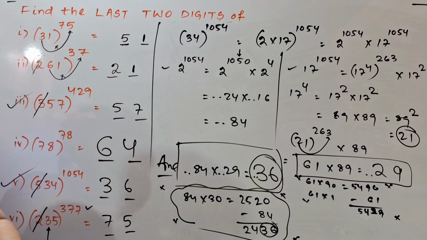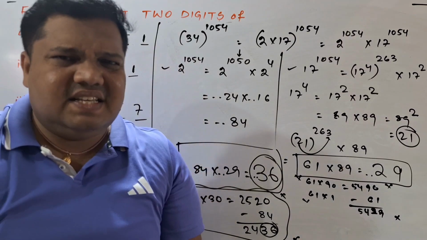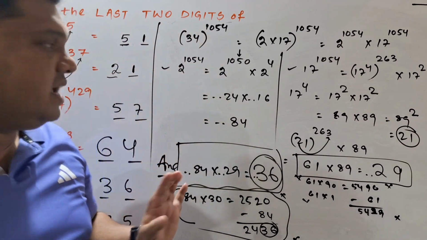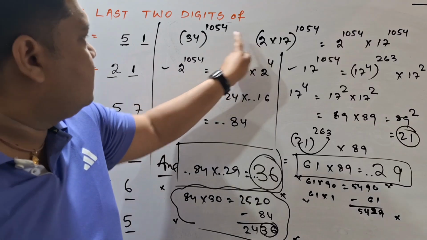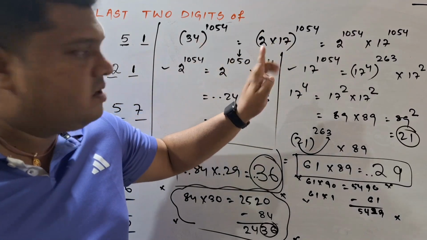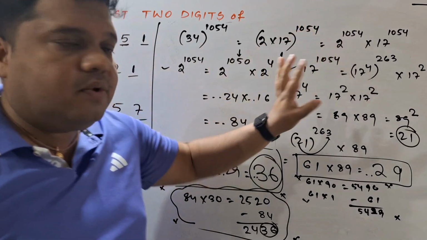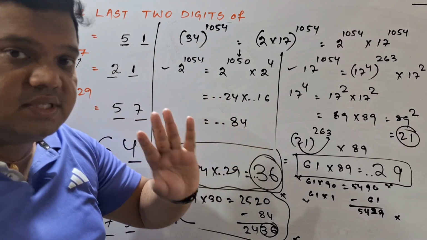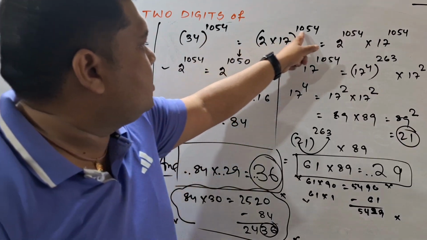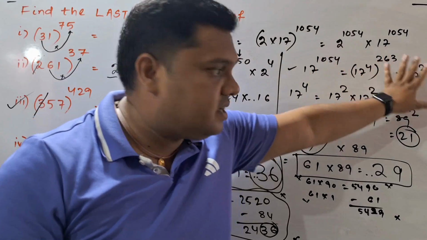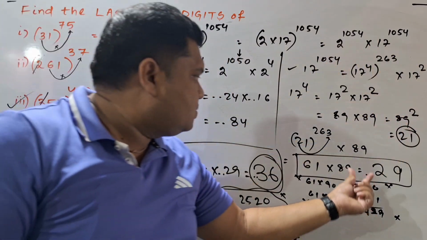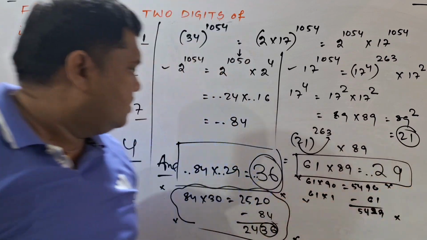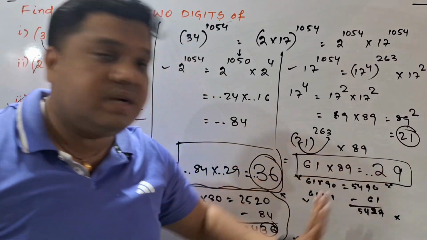Once again I conclude here. Easy, na, it's all about counting. 34 to the power 1054. What I do, I write 34 in this way, 2 into 17. So this is 2 to the power 1054. Separately you handle it, find the last two digits, 84. Similarly 17 to the power 1054, you do the simplification. The last two digits I obtained are 29.